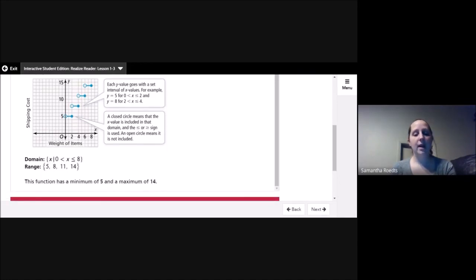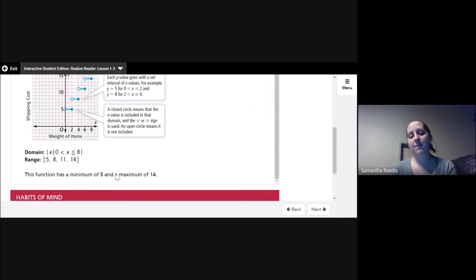So domain: x is from 0 less than x less than or equal to 8. So again, closed circle to open, or open circle to closed circle. And my range is 5, 8, 11, and 14. 6 isn't included because it's not in my range. 7's not. So this function has a minimum of 5 and a maximum of 14.